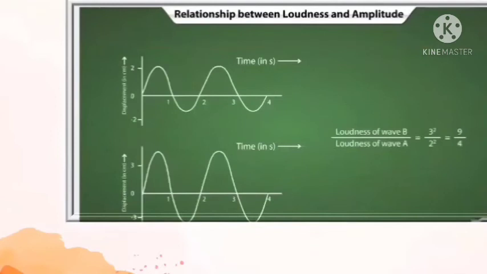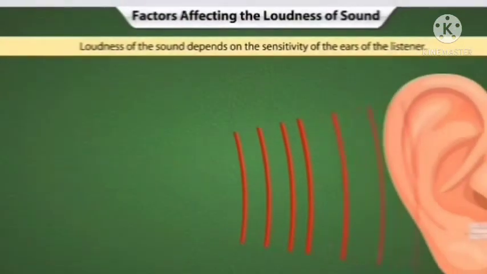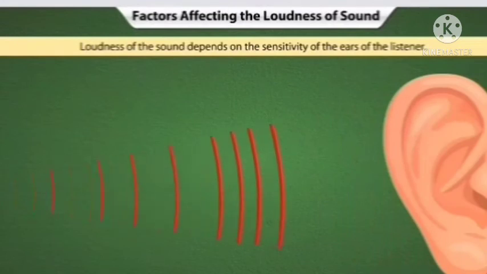Let us have a quick recap of what we discussed. Loudness of the sound depends on the sensitivity of the ears of the listener. A normal sound may appear to be louder to a listener than a faint sound to a deaf listener. It depends on the sensitivity of the ears of the listener. Hence, loudness depends on the square of amplitude.